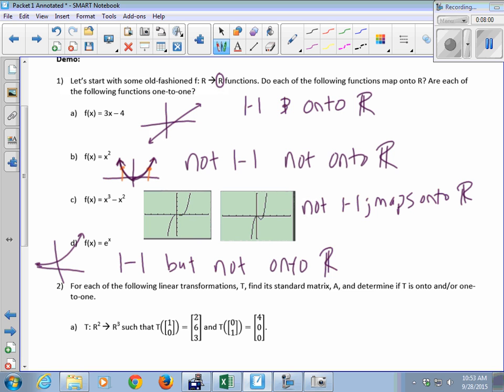So it can be both 1-to-1 and onto. It can be neither, not onto, not 1-to-1. It can be not 1-to-1 but onto, and it can be 1-to-1 but not onto. Right? So there's no rule that says that one occurs with the other. All right, so the concept of 1-to-1 and onto makes sense. 1-to-1 means that for any y, it can only come from one x, right? And onto means the range has to fill the entire codomain.